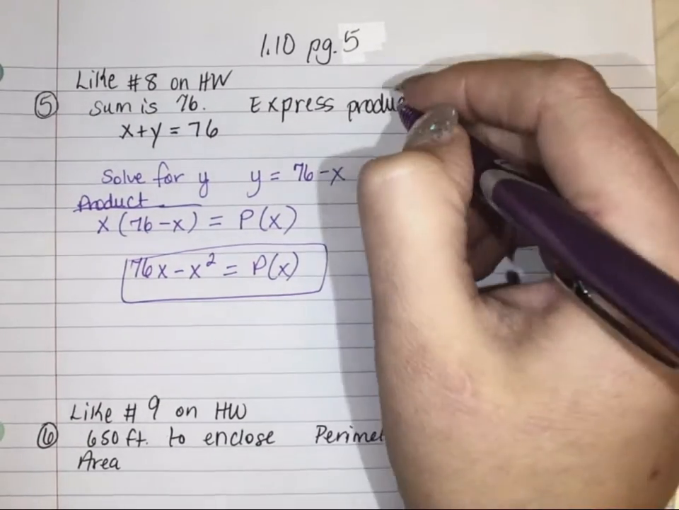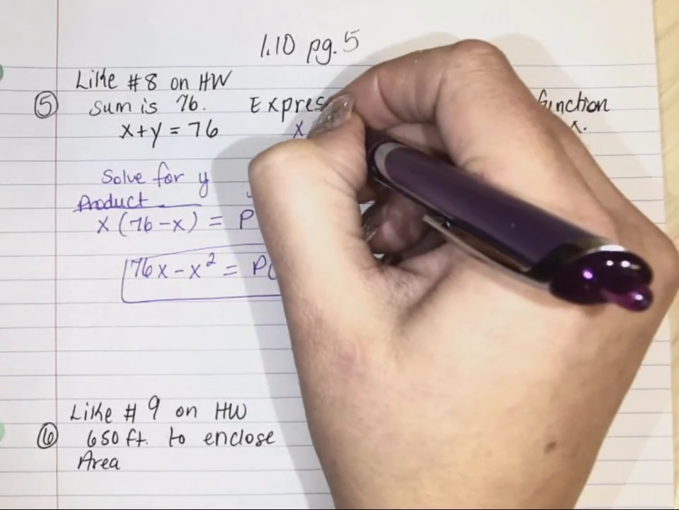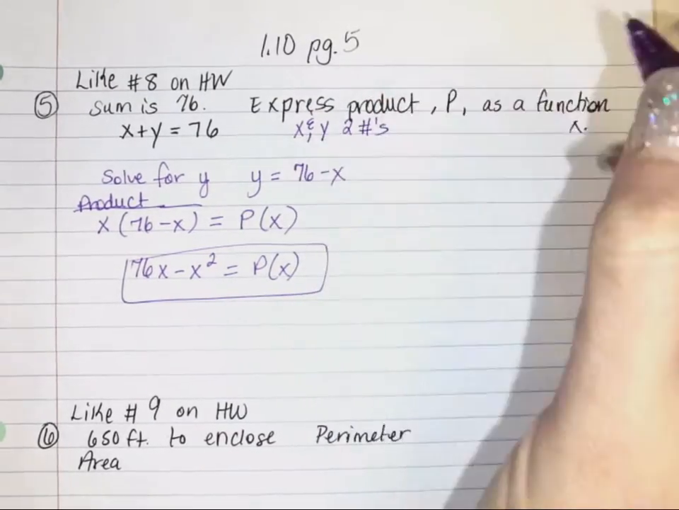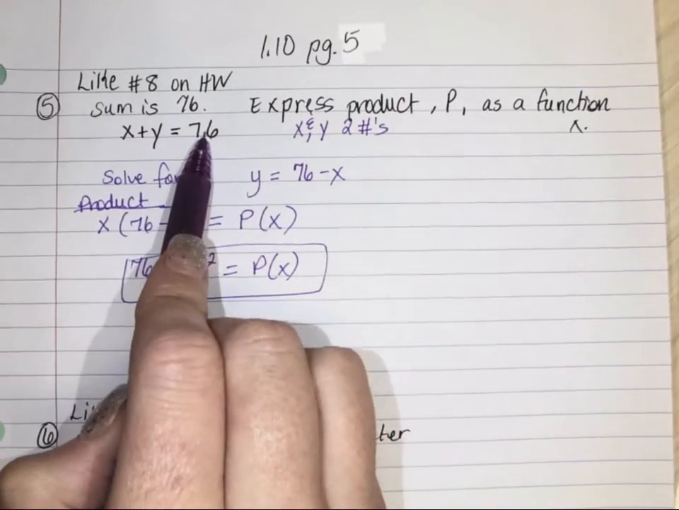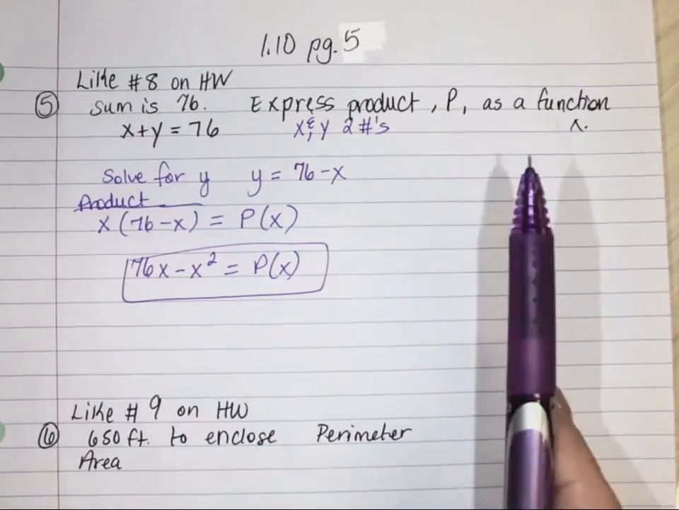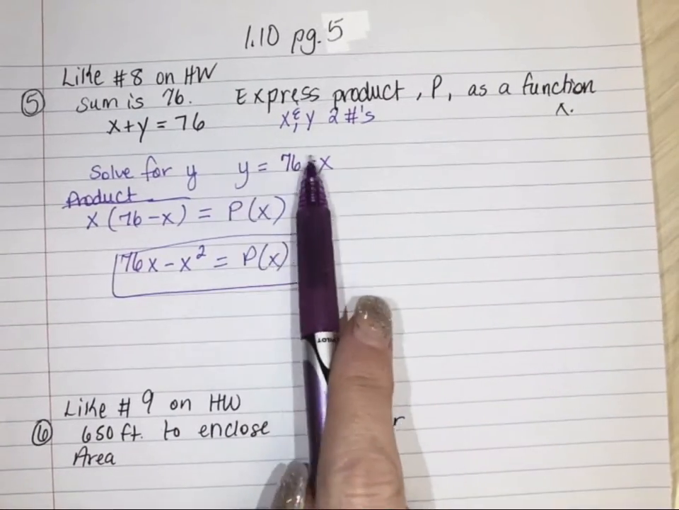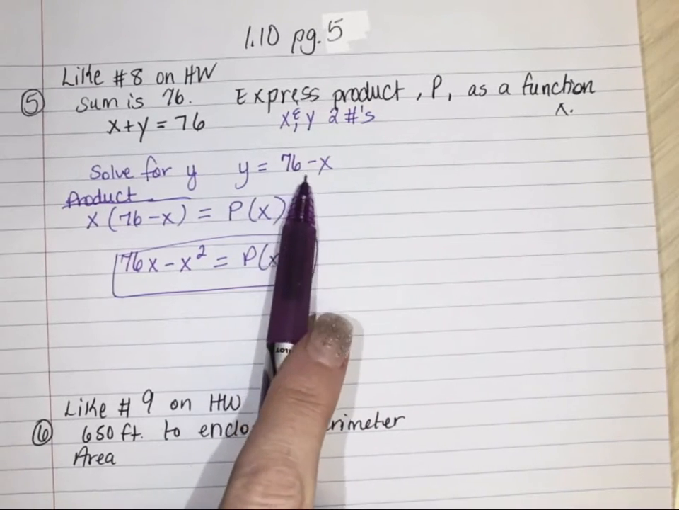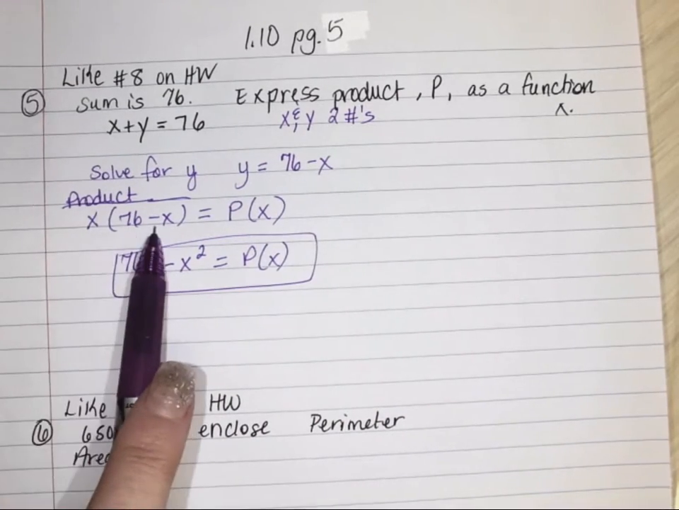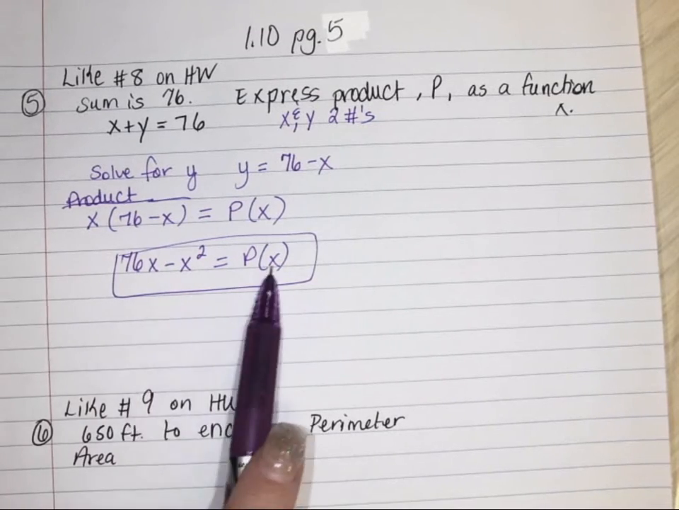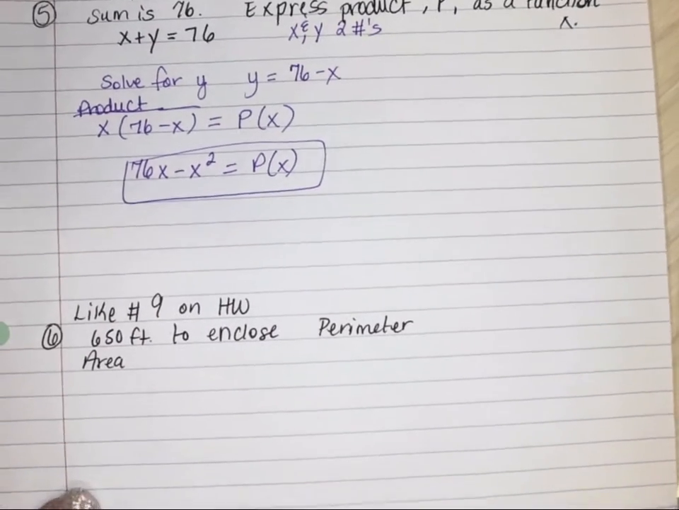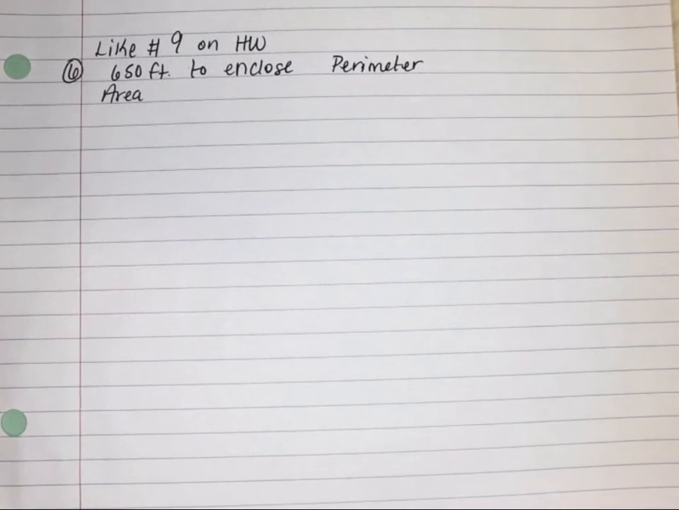So once again, you had two numbers, X and Y. And we know that they have a sum of 76, so we use that information to solve for Y and get it in terms of X, and then we can take the Y, which is also that, multiply it to that number X to get one product in terms of one variable. Number 6.